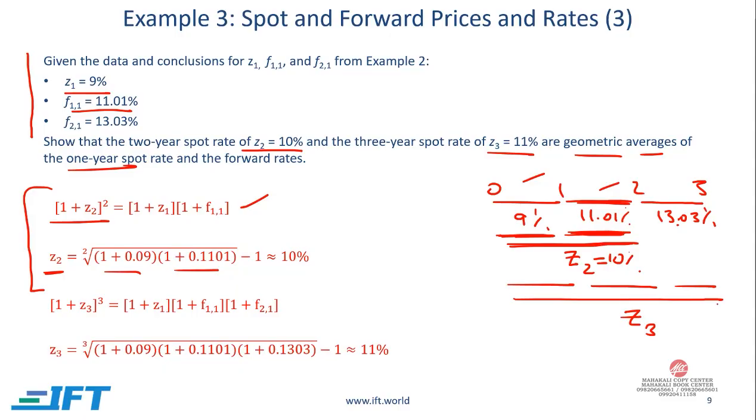And then if we take Z3, Z3 is 11%, and this 11% is a geometric average of the three rates: this rate, and this rate. So 9%, 11%, and 13.03%.